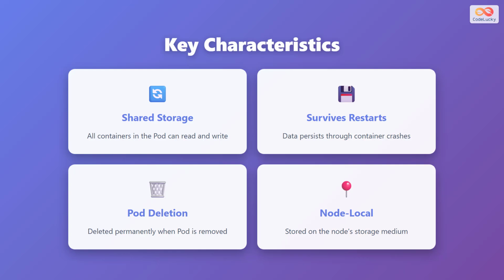EmptyDir volumes have several important characteristics. First, they provide shared storage, meaning all containers within the same pod can read from and write to the EmptyDir volume. Second, the data survives container restarts. If a container crashes and restarts, the data in the EmptyDir volume remains intact because the volume is tied to the pod lifecycle, not the container lifecycle. Third, when a pod is deleted, the EmptyDir volume and all its data are permanently removed. Finally, EmptyDir volumes are node local, meaning they're stored on the storage medium of the node where the pod is running.